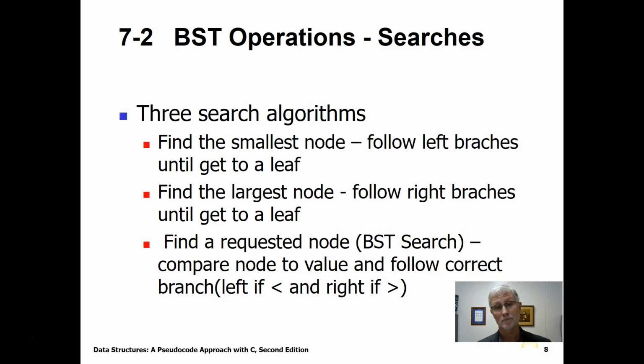Now, for the largest node, you follow all the right branches until you get to the leaf. Now remember, a leaf is the last node where both links to left and right are null. That makes it a leaf. So you follow all the right branches, and that gets you the largest node. Now, to find a requested node, you've got to basically make a comparison. When you get to a node, you make a comparison, and then you move left or right based on whether it's greater than or equal to the desired value.